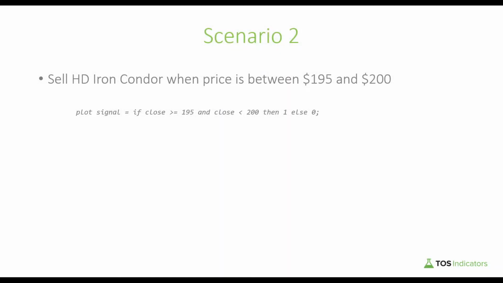For scenario 2, we said we wanted to sell an iron condor on Home Depot whenever the price was between $195 and $200. And is the key word here, because the or condition is much easier, but the and condition is not.